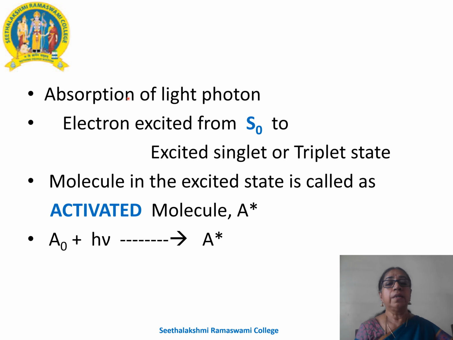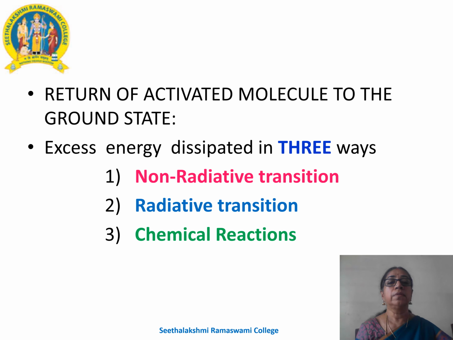Molecules absorb light radiation in the form of photons. They get excited to the singlet or triplet excited state. In the excited state, the molecules are called activated molecules and represented as A star. A naught is normal molecule, A star is excited molecule. Now let us analyze the return process, that is what is happening during the return travel of molecules from the higher energy state, that is activated state, to the ground state.